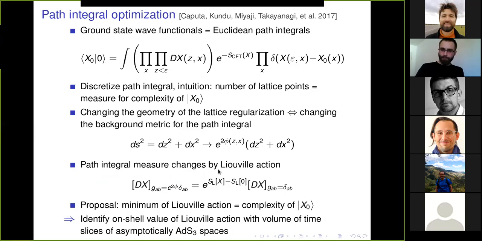And then it has been proposed by Caputa, Kundu, Miyaji, Takayanagi and others in 2017 that the minimum of this on-shell usual action should be identified with the complexity of X. And then one can actually calculate this minimum of the Liouville action in some cases, and then one finds that this is equivalent to the volume of time slices of asymptotically AdS spaces, which is quite good news for this complexity proposal, of course, because it reproduces the holographic complexity equals volume proposal.